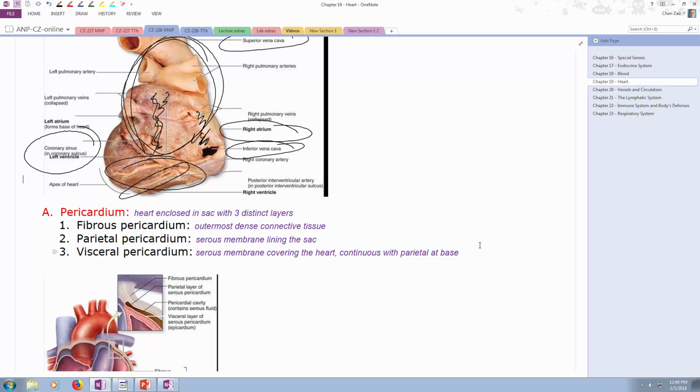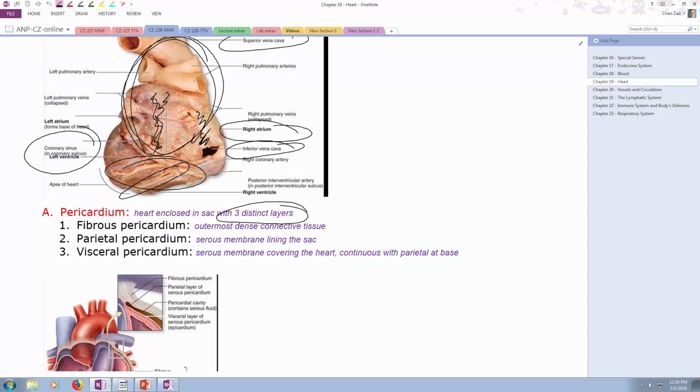So heart is enclosed in a sac with 3 distinct layers. Well, I'm just on the inside of the sac. I haven't even talked about the outside of the sac yet, have I? So that's what I'm referring to for 3 distinct layers. We actually have a visceral pericardium, a parietal pericardium, and outside the sac, we have a fibrous pericardium because we want to make that sac strong, correct? And are the fibers going to be dense regular or dense irregular? Dense irregular CT connective tissue fibers for that pericardium.